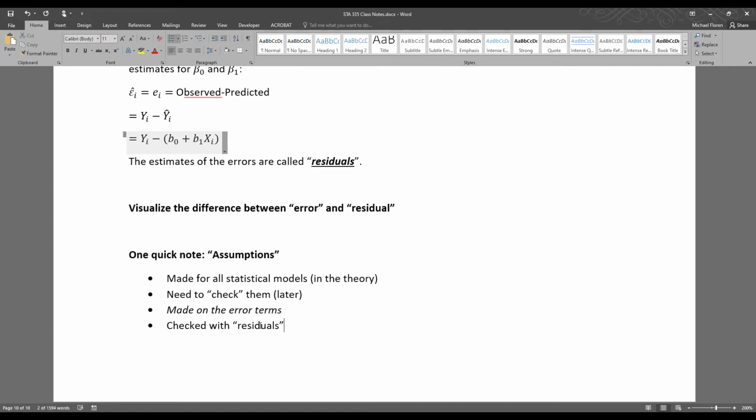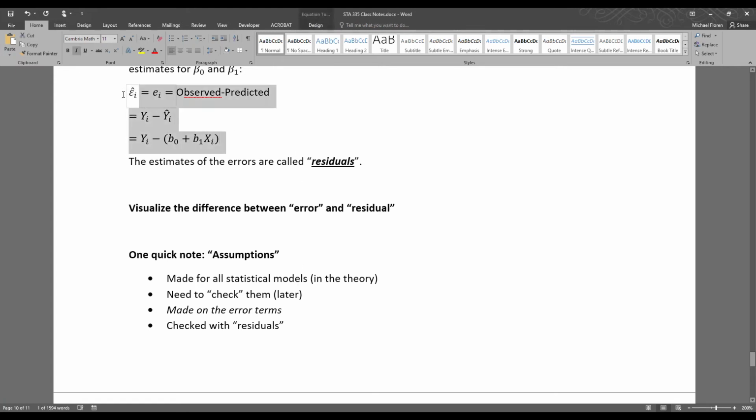So thinking about this theoretically, we make assumptions about errors, but we can't observe directly the errors because, again, we don't have that theoretical model. We don't have our actual betas. So what we're going to end up using is these best guesses, these epsilons, to test our assumptions about the error terms.